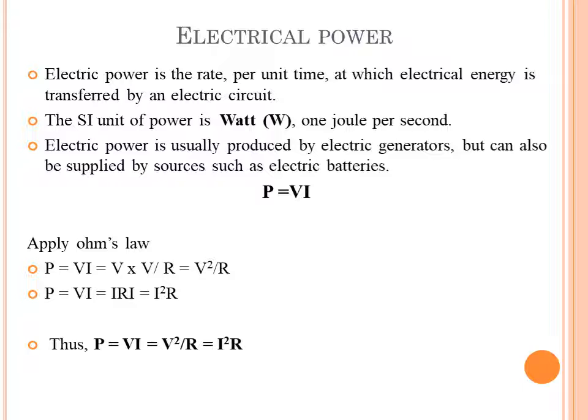And we can derive the next formulas also by applying Ohm's law. If we replace I by V by R, we get V square by R. And again, if we replace V by IR, we get I square R. So these three formulas we should know, that is P is equal to VI is equal to V square by R is equal to I square R. So depending upon what is given to us in the numerical, we have to apply the formula accordingly.